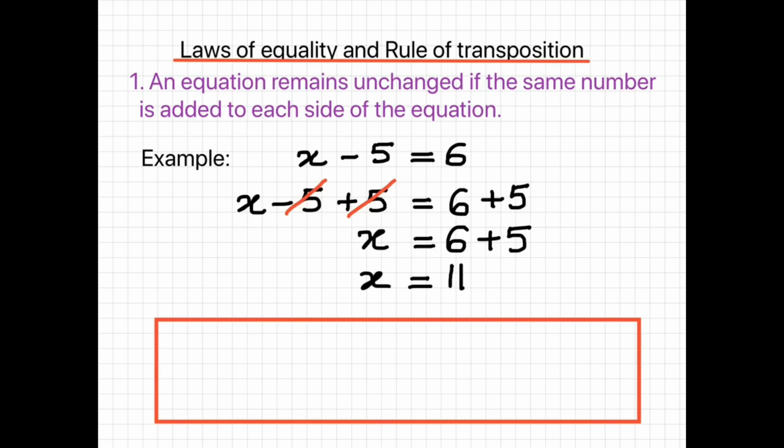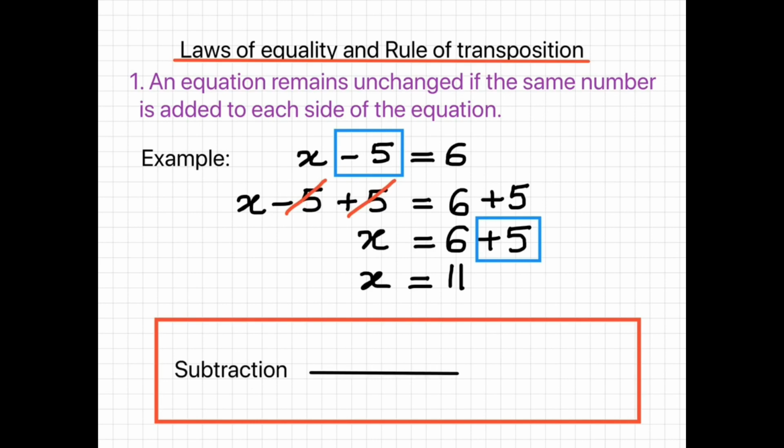Hence we have got the value of the variable x as 11. So you can see here that minus 5 when transposed to the other side becomes plus 5. Hence, adding 5 on both sides is same as transposing minus 5 to the other side by changing its sign. When a number is subtracted on one side, when transposed to the other side, it is added.